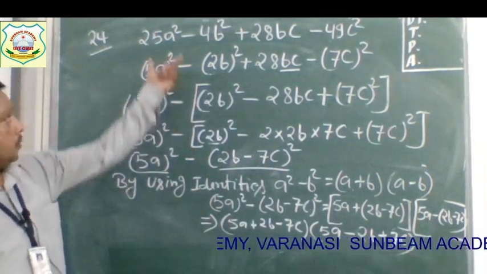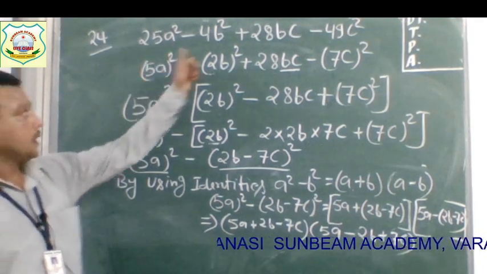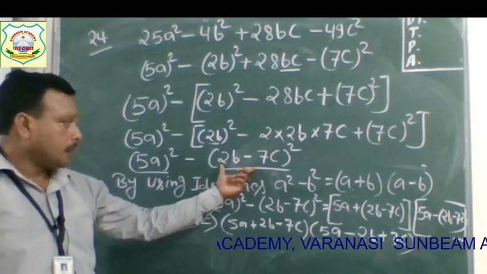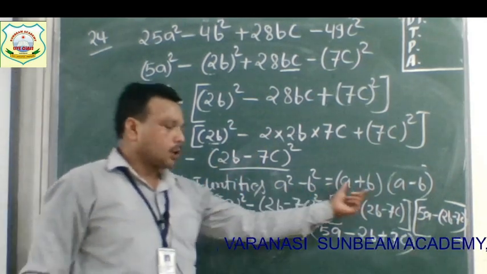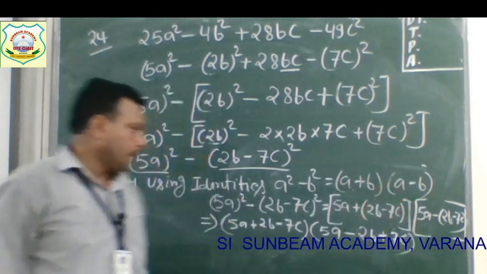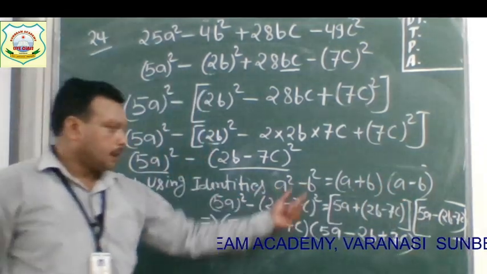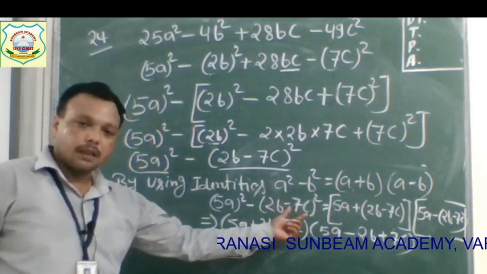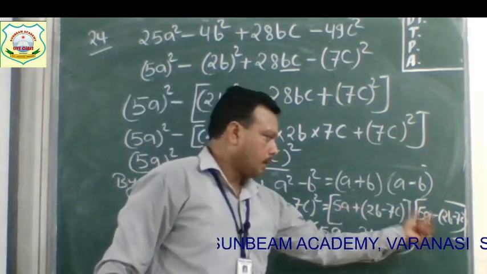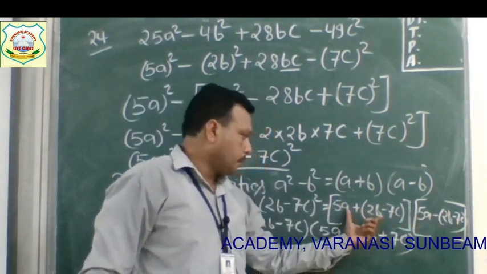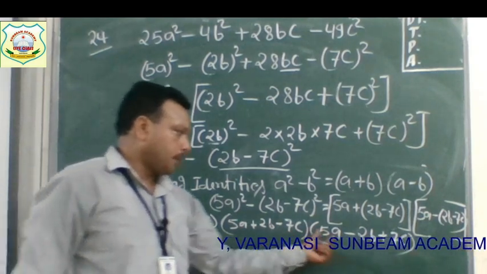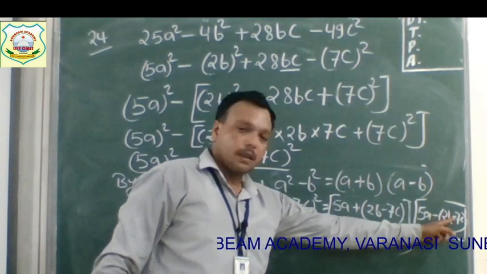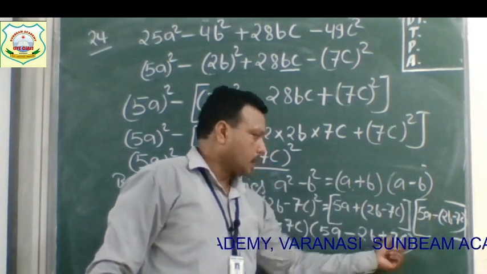So 25a square, 5a whole square. This one we have done bracket. So what we have got is a minus b whole square. Now we have used the identity a square minus b square equals a plus b and a minus b. A square is 5a whole square, b square is 2b minus 7c whole square. So a is 5a and b is 2b minus 7c. Both places we will write plus and minus. Now open the bracket: 5a plus 2b minus 7c, 5a minus 2b, because the outside is minus before the bracket, so the sign will change in the bracket. So plus 7c will come.